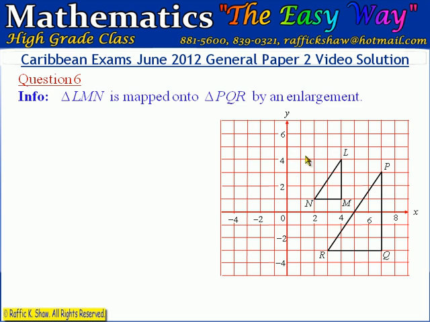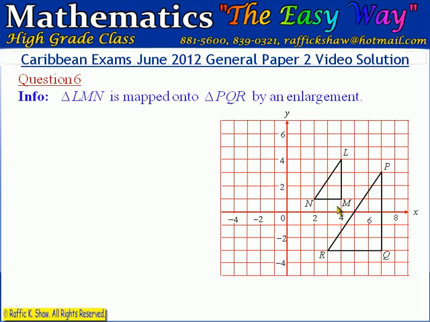If we now consider the scale factor, all we need to do is compare the distances on the image with the distances on the object. And if we compare these two sides, which are corresponding sides, this image length is 6 units, while this corresponding object length is 3 units. So there's an increase of 2 times, and hence the scale factor is 2. Also, if you compare this length on the object with this length on the image, we see that QR is 4 units while MN is 2 units, and so the scale factor is 2.